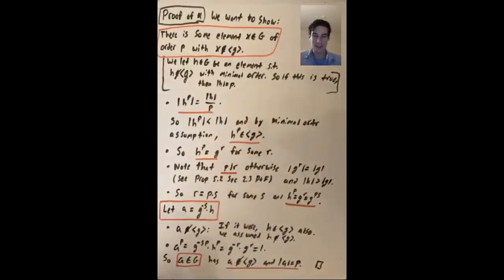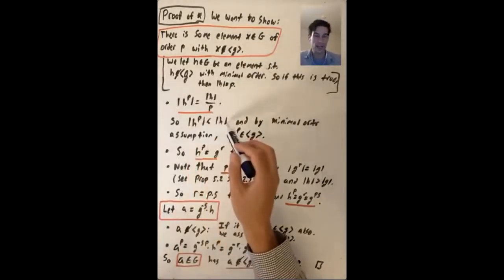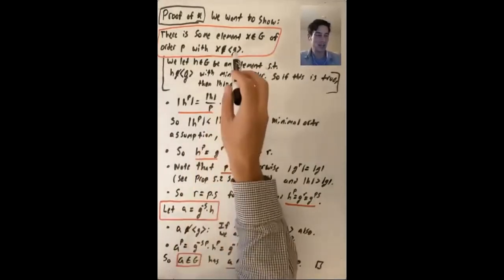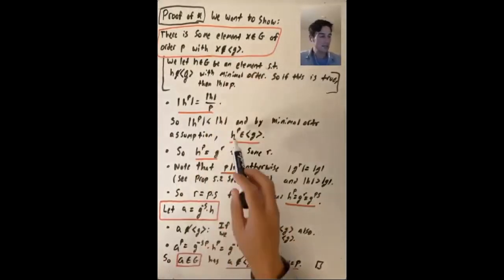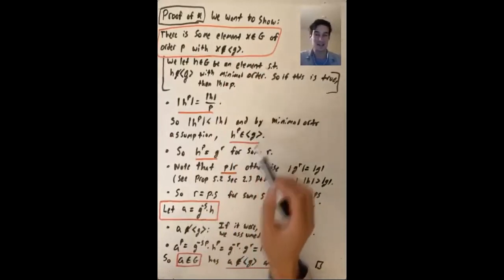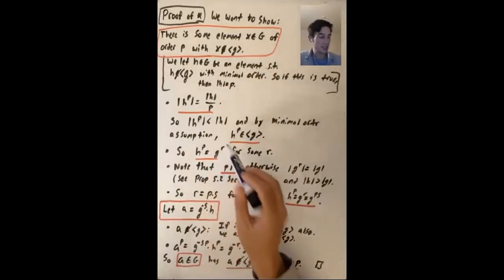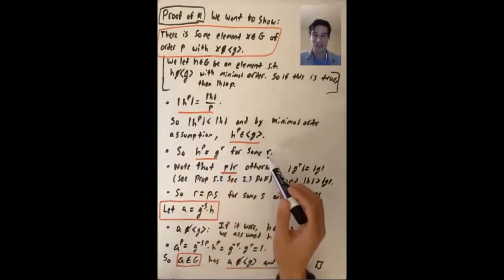So in particular, that's smaller than the order of H. And since we assumed that H was an element of minimal order not in the cyclic subgroup generated by little g, that means that H to the P is in this cyclic subgroup. So what does that mean? H to the P is G to the R for some integer R.